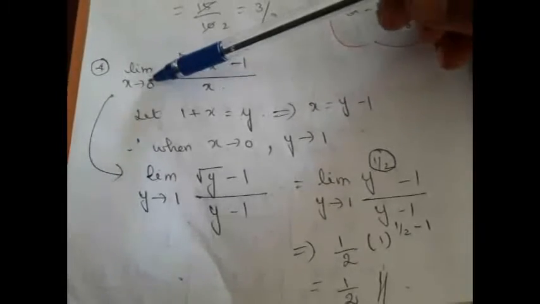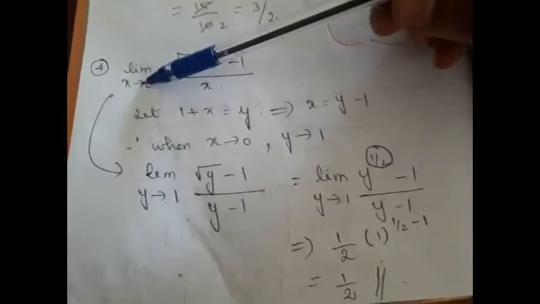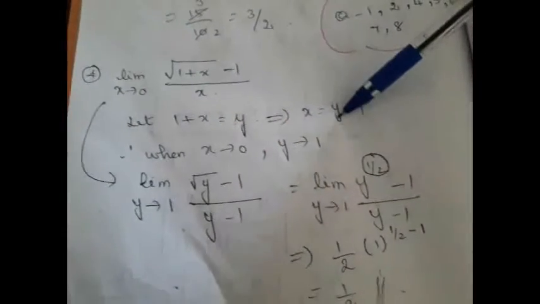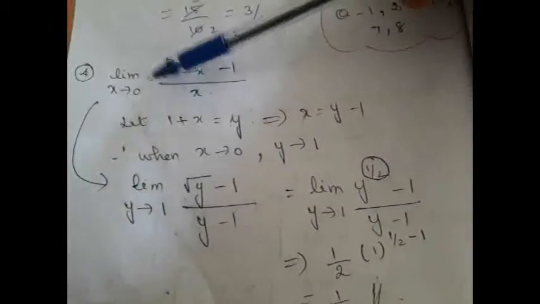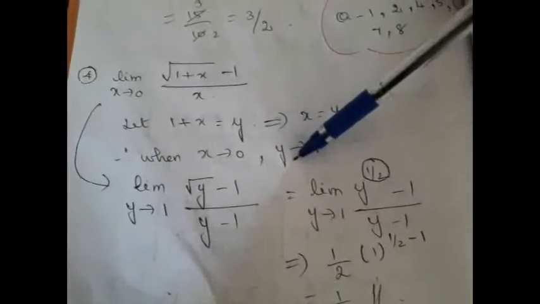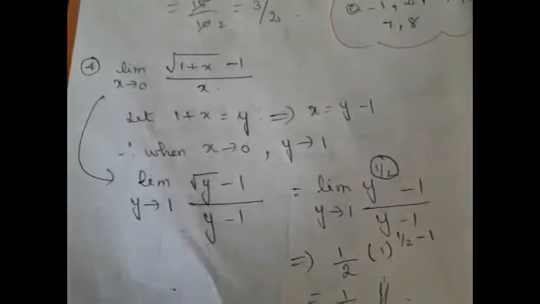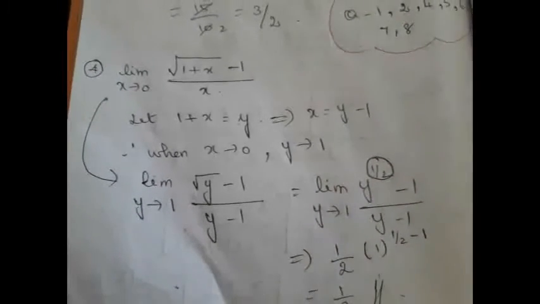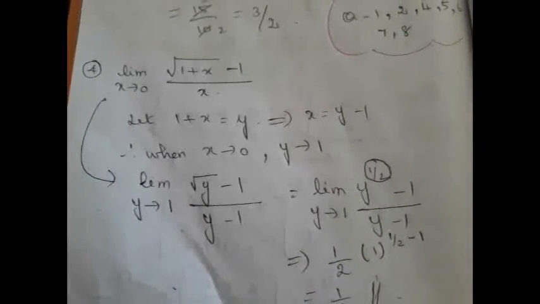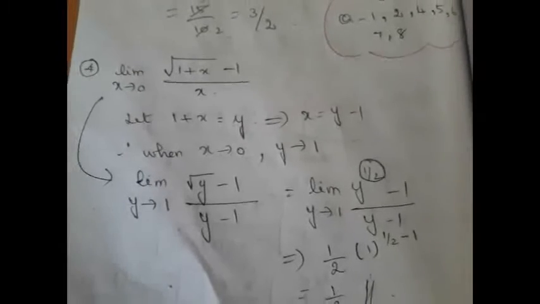If the limit is given for the earlier variable, then after substitution you should convert that limiting process to the new variable. If x tends to 0, what will happen to y after substitution? You have to find out, and that limit only you have to take into account. Alright, so these are all the methods we have seen in our previous class. Now let us see how we are going to solve problems on trigonometric functions.